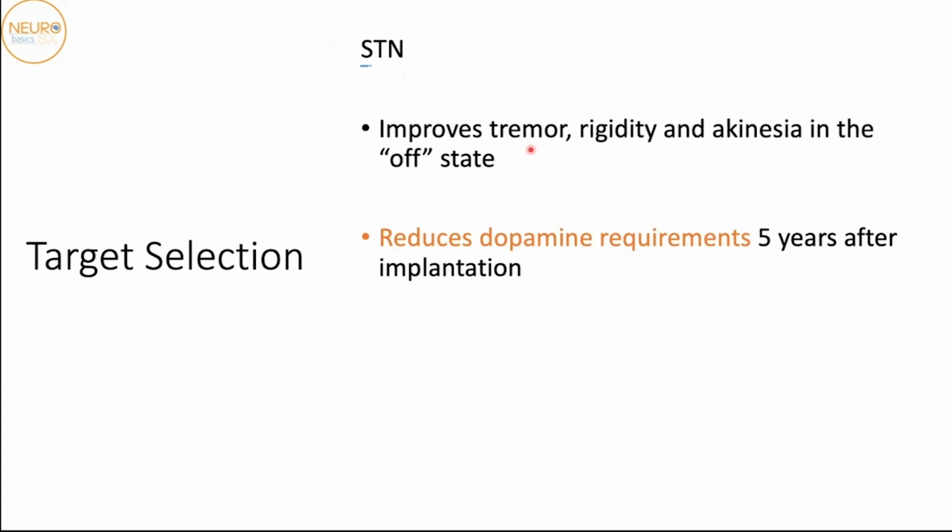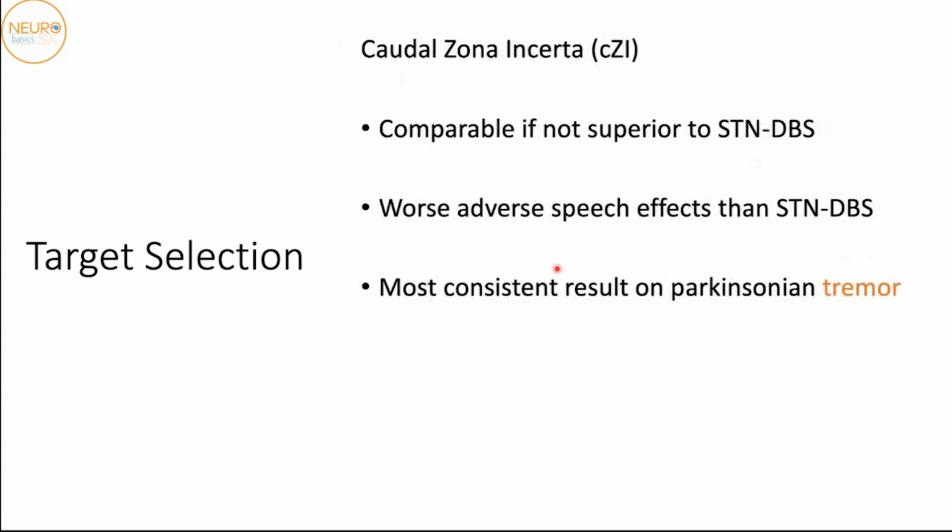STN, on the other hand, will reduce dopamine requirements approximately 5 years after implantation, but it will not work on dyskinesias. But both STN and GPI are going to improve tremor, rigidity, and bradykinesia or akinesia in the off state. Again, GPI will reduce dopamine-induced dyskinesias, but not reduce dopamine requirements. But STN will reduce dopamine requirements, but not reduce dopamine-induced dyskinesias.